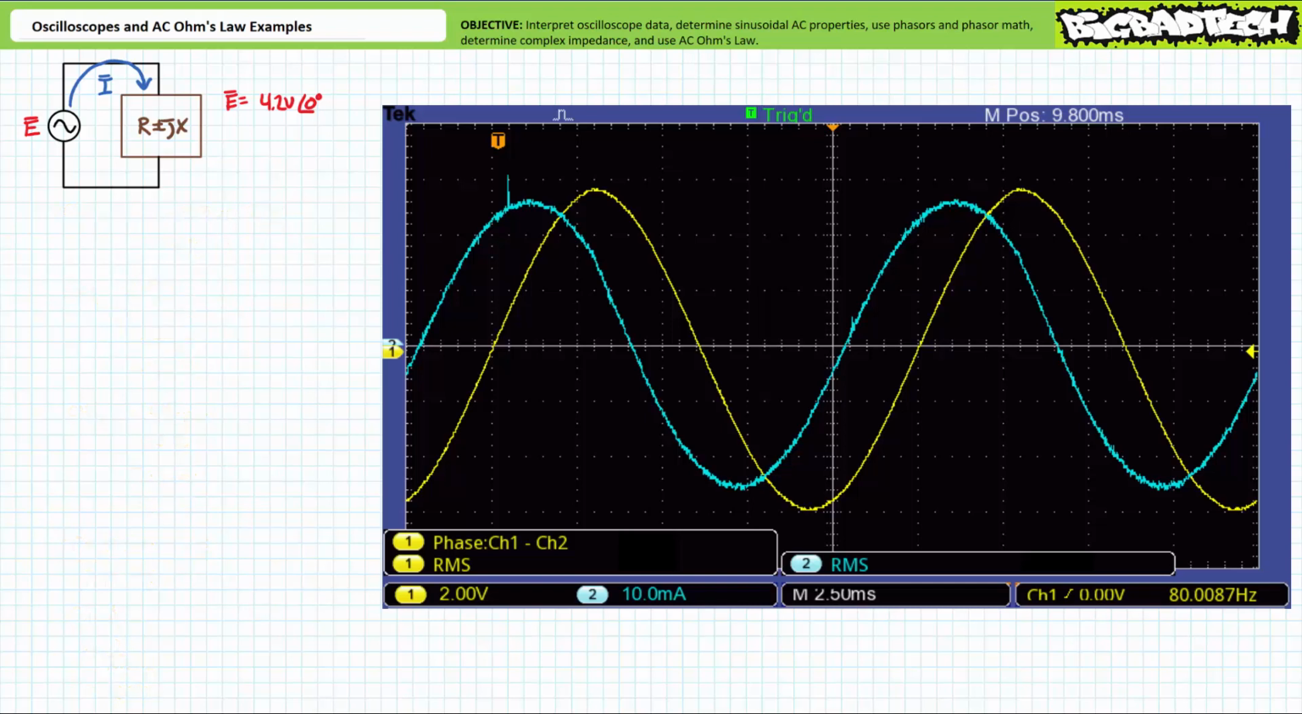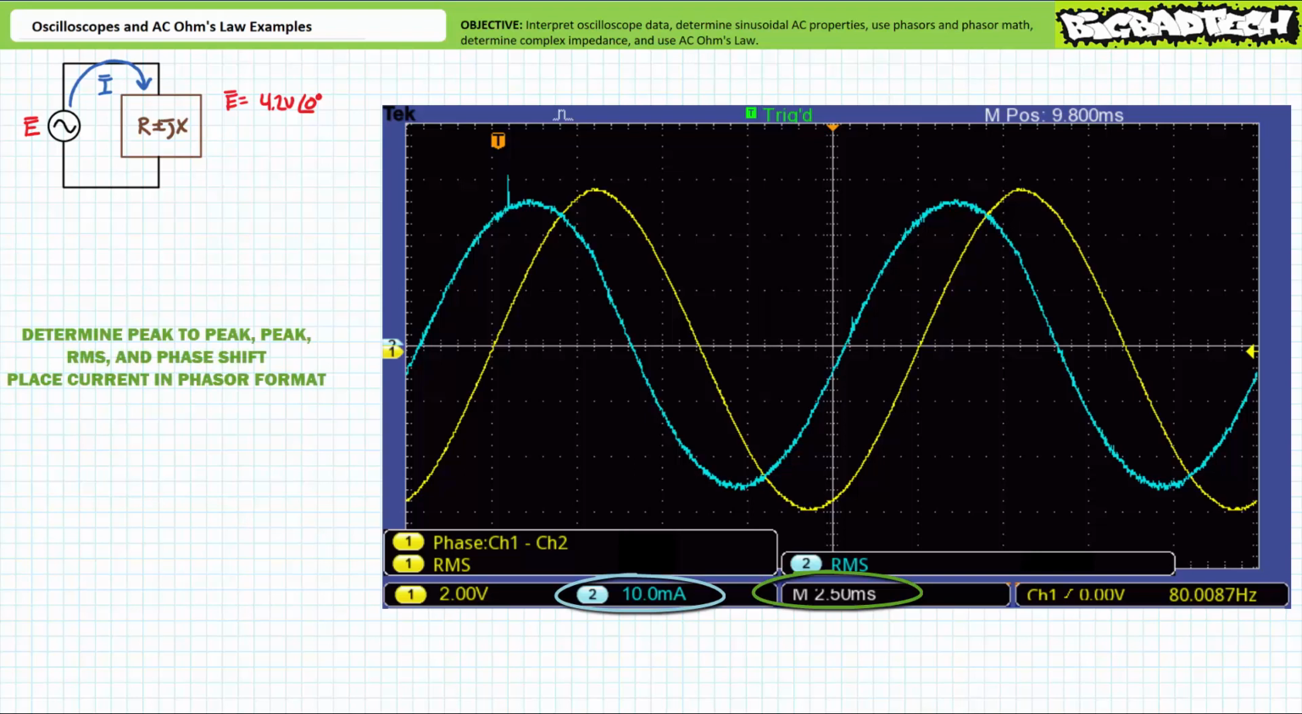Let's now do the same thing for current data on channel 2 in blue. Channel 2 is employing a vertical sensitivity of 10 milliamperes per division. Channel 2 is also employing a horizontal sensitivity of 2.5 milliseconds per division. See if you can determine the current peak-to-peak value, the current peak value, the current effective or RMS value, and the phase shift of current with respect to source voltage. Once you've got these properties, put current in phasor format. By all means, pause the lecture and try this on your own. If you're tracking, you should have obtained the following results.